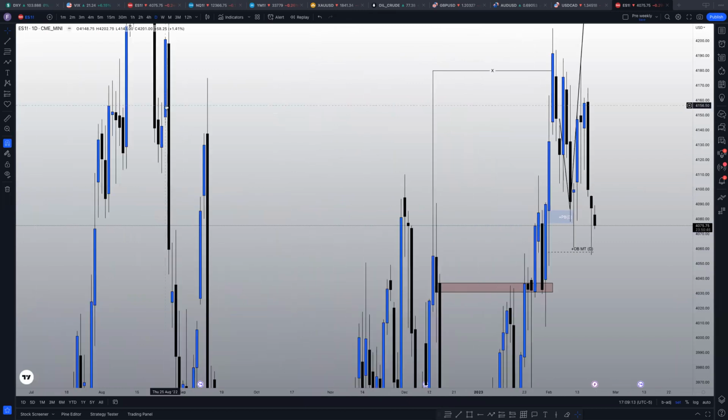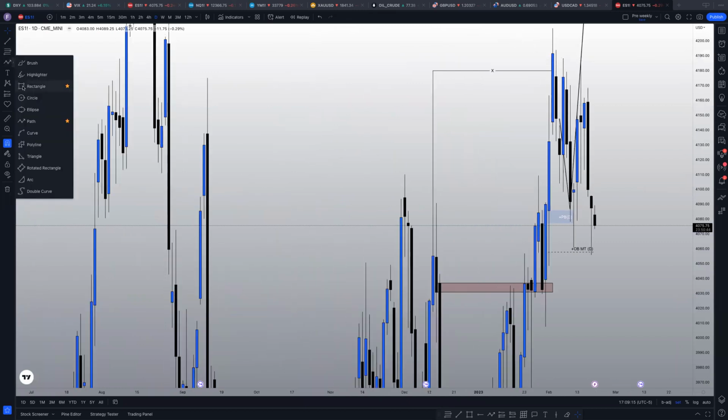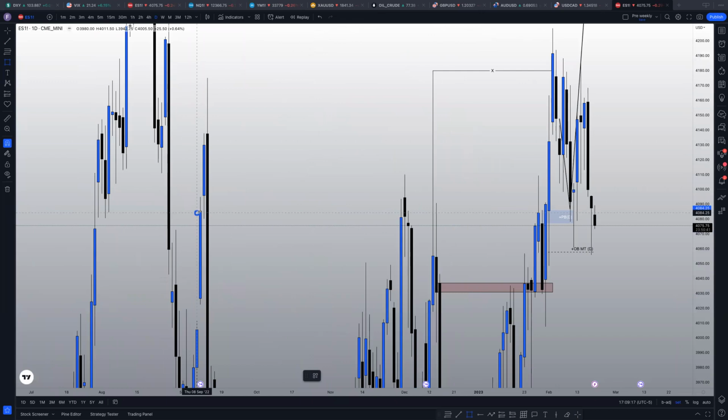And there is one more thing I want to plot on this chart, which does have my attention. This old volume imbalance here. Drag this over, delete this.